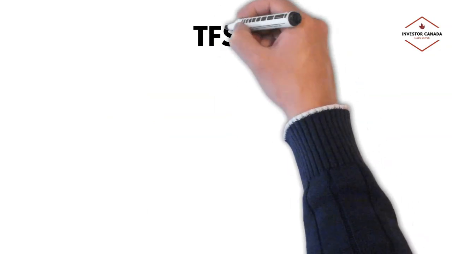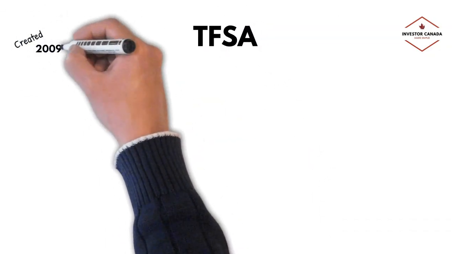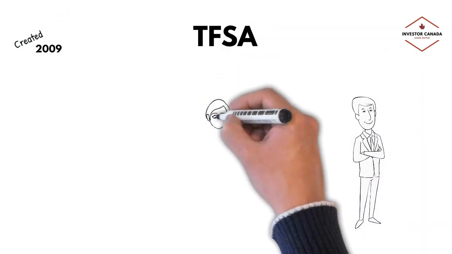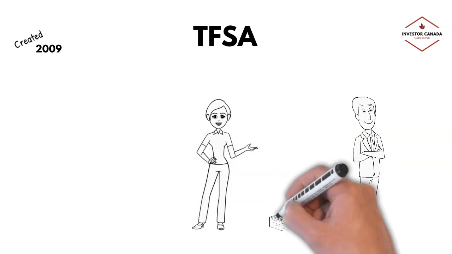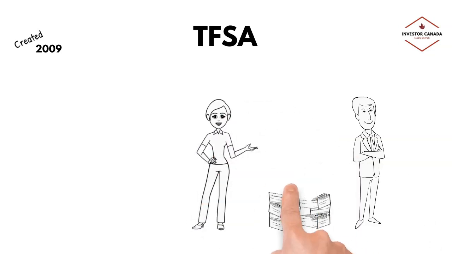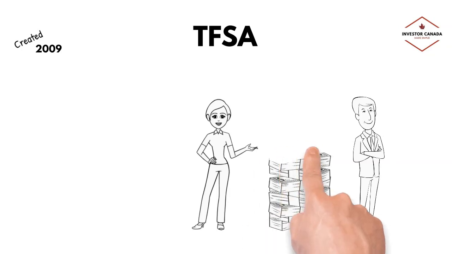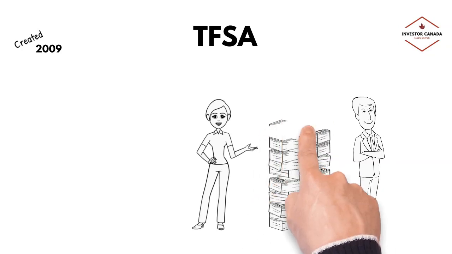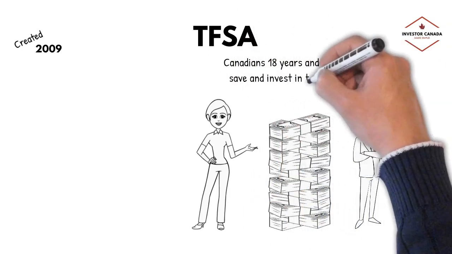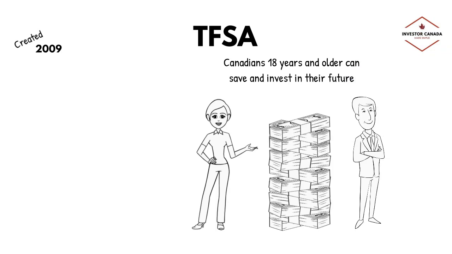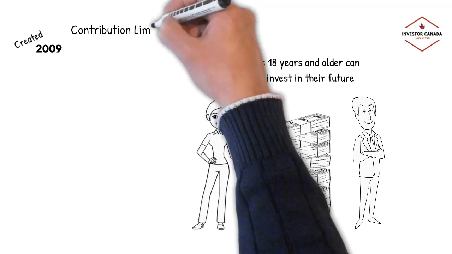The TFSA was created in 2009 when the Canadian government wanted to promote and encourage Canadians to set money aside and invest in their future. A TFSA is available to any Canadian residents who are 18 years or older. However, there is a limit to how much you can contribute into your TFSA. This is called the contribution limit.